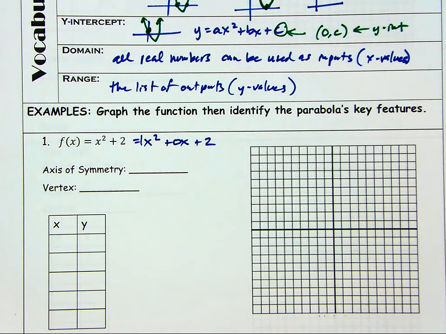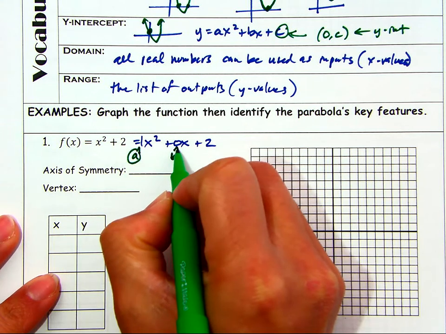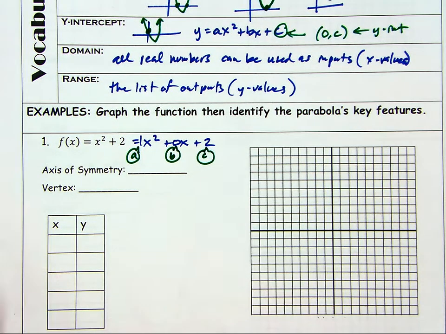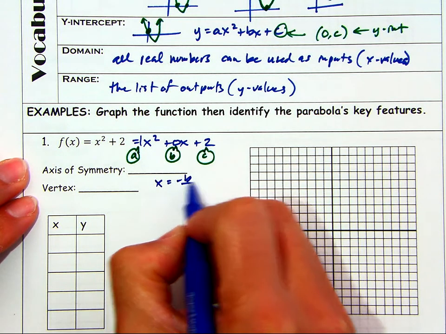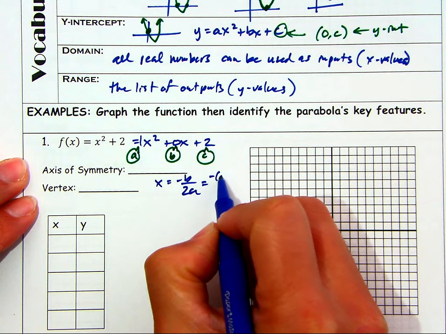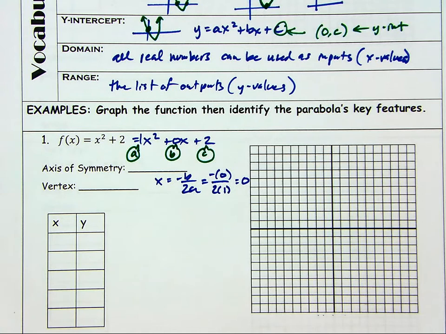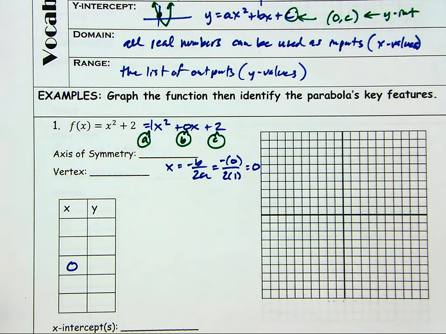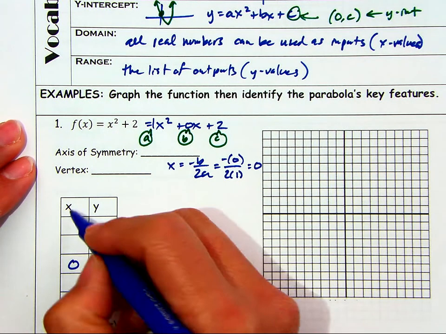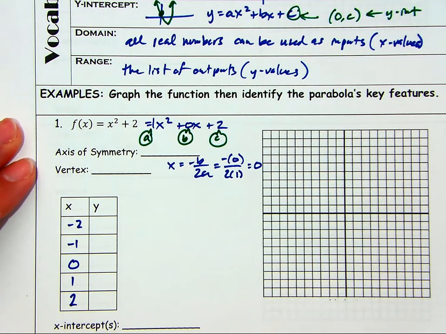Okay. Now I'll label the coefficients. That's my a coefficient, that's my b coefficient, and that's my c coefficient. And from there, we'll figure out the axis of symmetry. Okay, x equals negative b over 2a. That's negative 0 over 2 times 1, and that's just going to be 0. Okay. So 0 is going to be the value we choose for the middle of our table of values. Okay. And then we'll pick two integers just less than 0, so negative 1, negative 2, and then two integers just bigger than 0, positive 1 and positive 2.